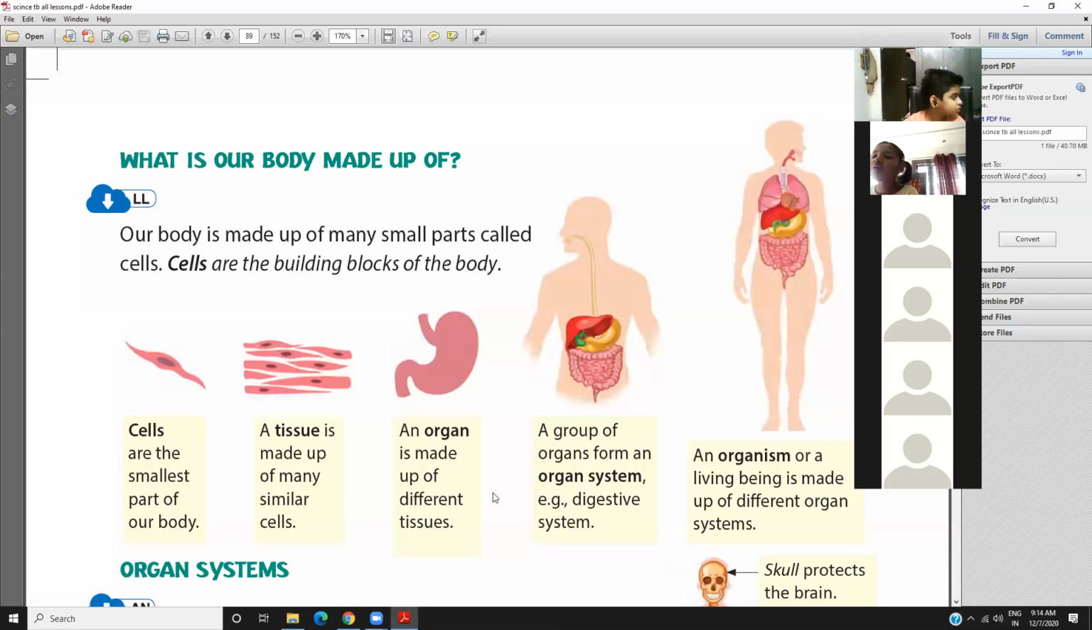Now, cell, tissue, organ, and then comes the organ system. A group of organs form an organ system. For example, digestive system, reproductive system, circulatory system. Okay, did you understand the step-by-step process? I'll show you once again.